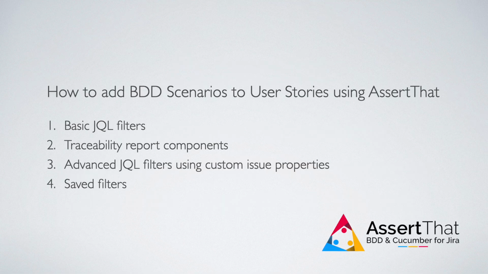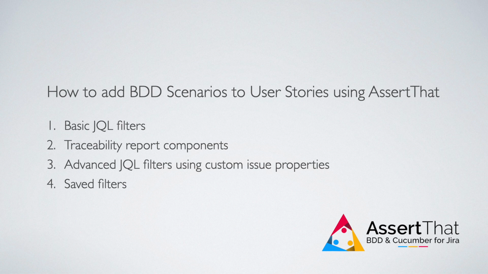In this video, we're going to talk about the traceability matrix for AssertThat BDD and Cucumber plugin for Jira. We'll cover how to use basic JQL filters to return a list of the linked issues and the scenarios linked to them. We'll talk about the traceability report components. We'll then move on to advanced JQL filters using custom issue properties and how you can use saved filters to return a list of your issues and the linked scenarios.